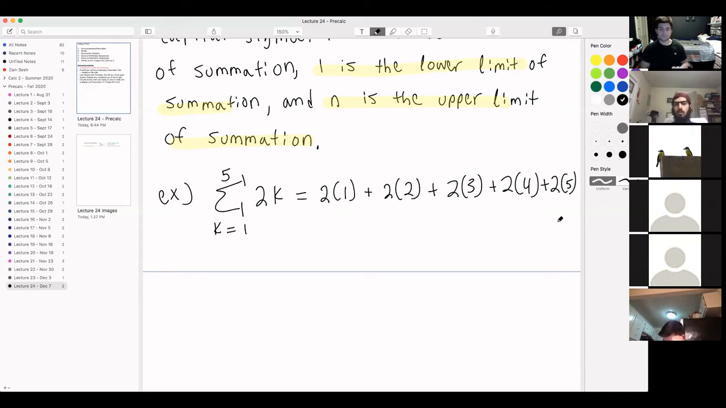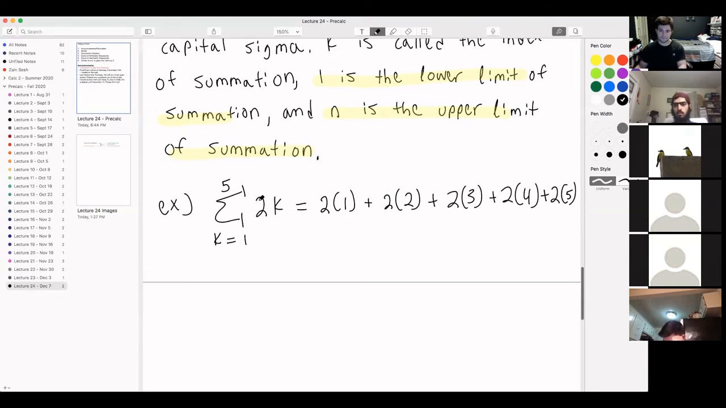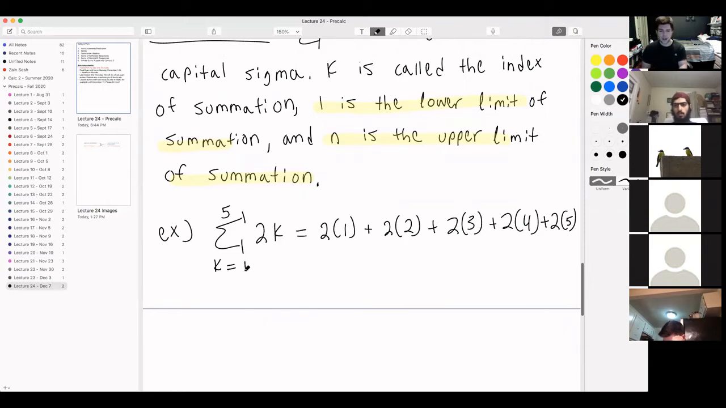Is k the number of the first term in the sequence? K is telling you where you need to plug in your index, where you need to plug in the numbers 1 through 5. So I have this expression here, 2k. I need to plug the numbers 1 through 5 in for k. See that? I plugged in 1, 2, 3, 4, and 5 in for k. Now you can simplify this. This is 2 plus 4 plus 6 plus 8 plus 10, and this is 30.